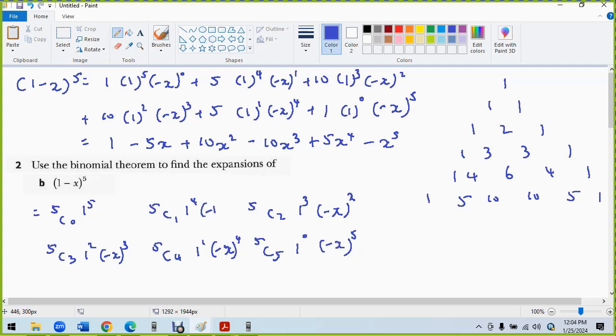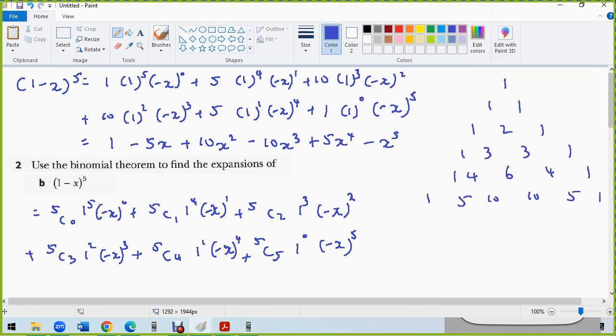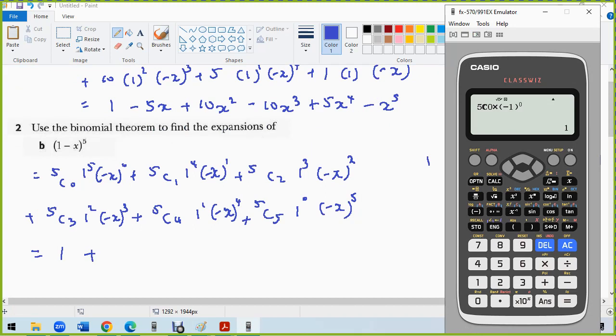And then negative x power 1, the negative x power 0. Okay, so we have the 5C0 multiplied with the negative 1 power 0. Okay, then this is 1. So this will become 1 plus the 5C1 negative 1 to the power of 1.